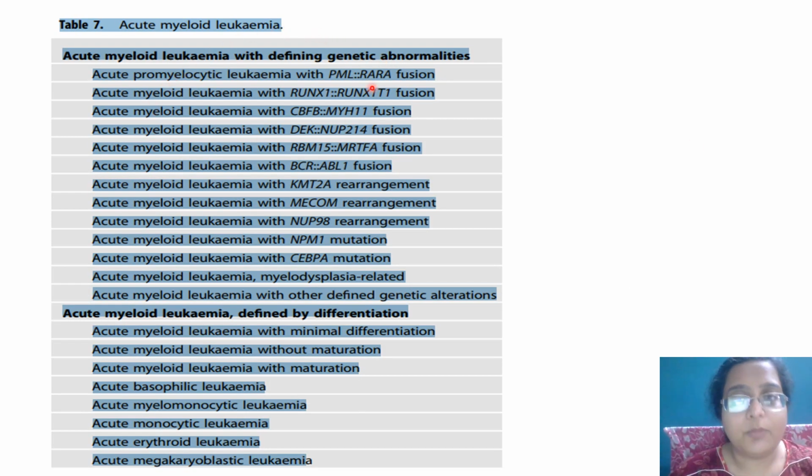So, defining genetic abnormalities: PML-RARA, RUNX1-RUNX1T1, CBFB-MYH11, DEK-NUP214, RBM15-MRTFA, BCR-ABL1, KMT2A, NPM1, where cup-shaped blasts are seen, a cup-shaped nucleus of the blast. CEBPA, MDS-related AML has come under genetic abnormalities. All right. And defined by differentiation: AML with minimal maturation, without maturation, with maturation, acute basophilic leukemia, myelomonocytic, monocytic, erythroid, and megakaryocytic. So basophilic leukemia is something that you normally did not remember when you were reading some other book, but WHO has this as an entity properly now.